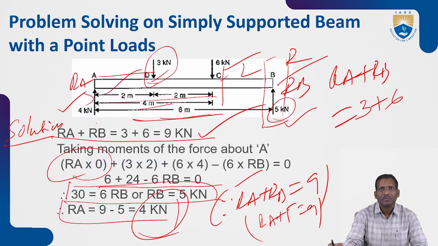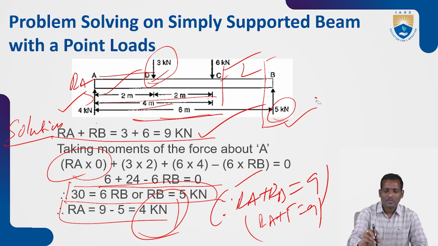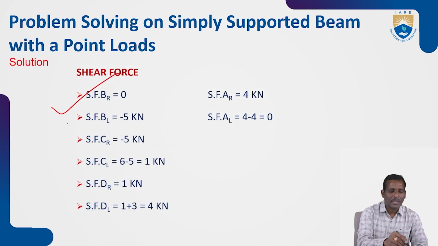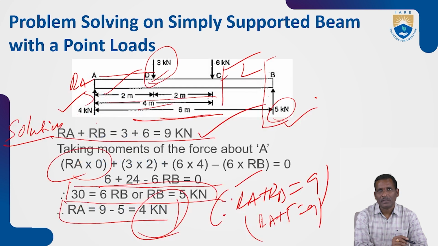Are there any forces on the right side? No, there are no forces here. So 0. That's why at B it is 0. So what is the left side force? The B left side is 5 kilonewtons, but we use a negative sign for upward force. So negative 5 kilonewtons is acting on the left side. On the right side there is no force, so this force remains constant up to C.